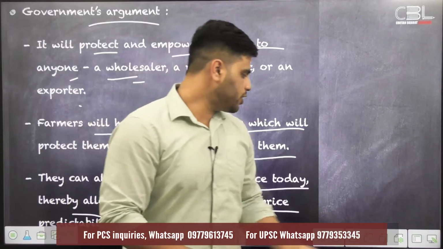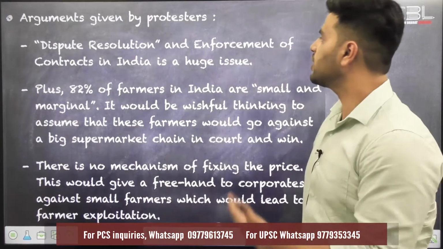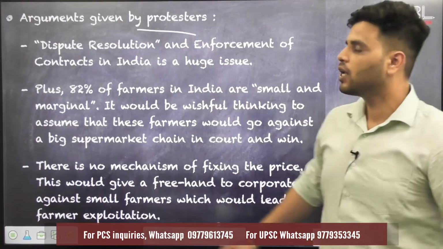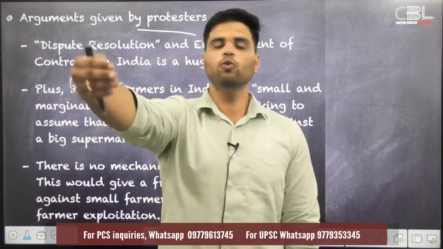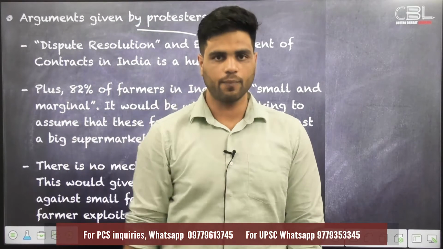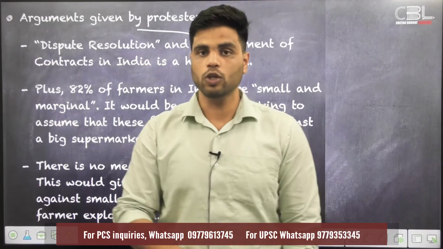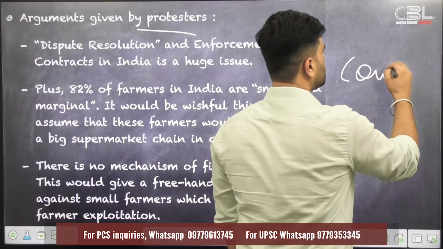All right. Now, what are the arguments put forward by protesters? What do protesters say? Arguments given by protesters. They say that what if there is a dispute between a big food chain company and farmer related to the interpretation of the contract. Now, in case there is a dispute, contractual dispute, that dispute enters the court system, the legal system.